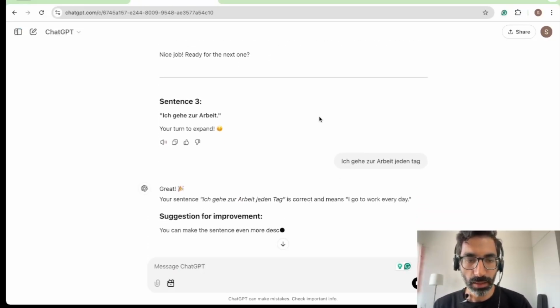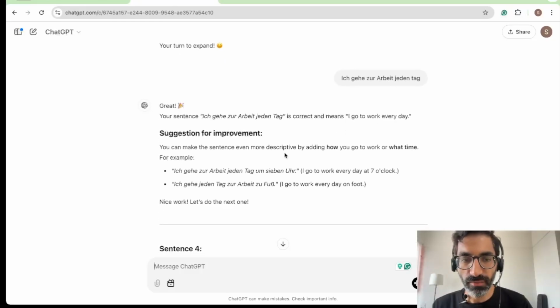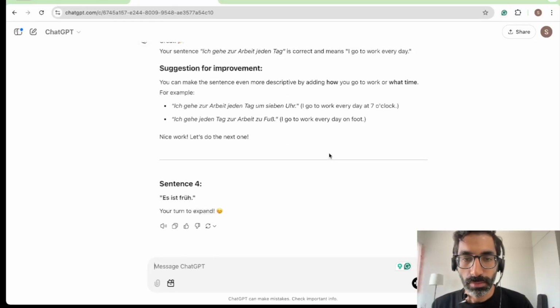Let's see if this is correct. Okay, this is correct, right? So it means I go to work every day. So again, we can go on and on and just keep expanding more and more sentences.